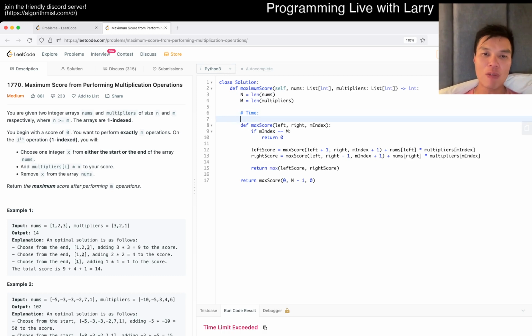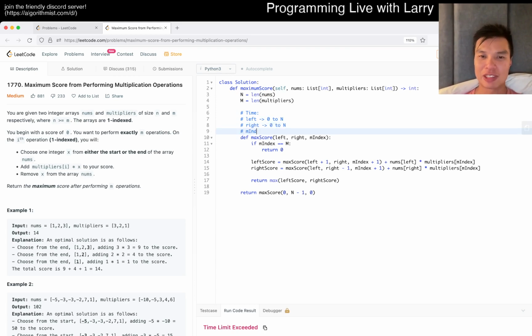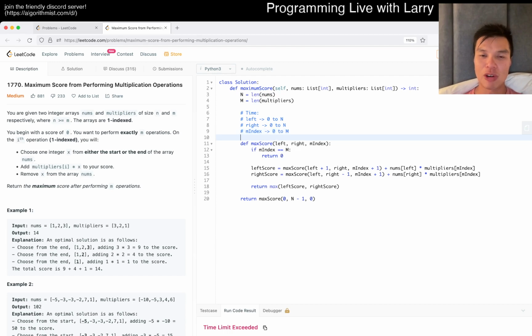What are we doing? Well, the way that we usually say it is, okay, left can be 0 to n, right can be 0 to n, m index could obviously be 0 to m. So total time complexity is equal to time per input times number of inputs, right? You could do unit analysis there and check it out.